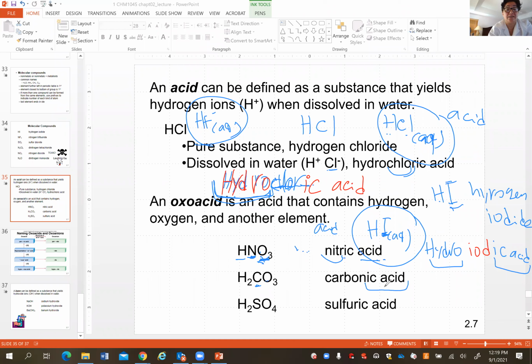So ic acid needs to be added to the root name of the nonmetal. And then H2SO4, sulfuric acid. You see, I don't have any hydro. If I say hydrosulfuric acid, then it becomes this, hydrosulfuric acid, because there's no oxygen. This is going to be hydrosulfuric acid, but this one is going to be just sulfuric acid.